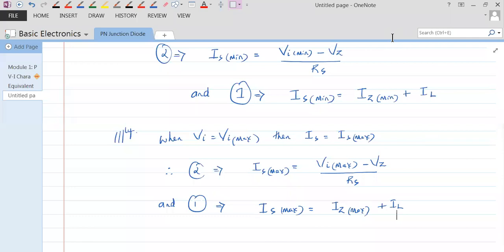Understand that, everybody? Now, let's solve some problems on this. Everybody, take down these problems on Zener diode. Okay, everybody, copy these problems.